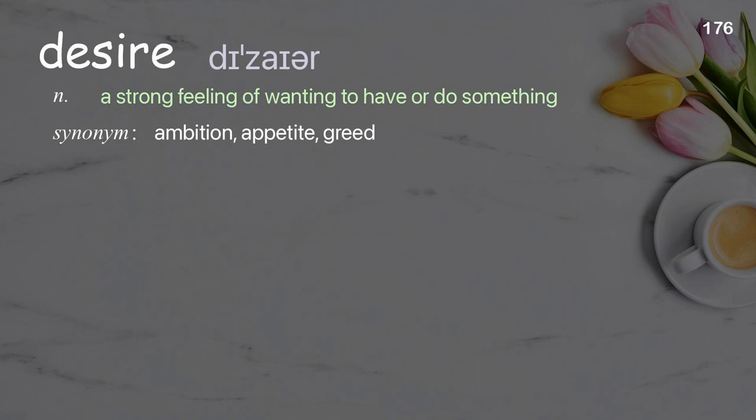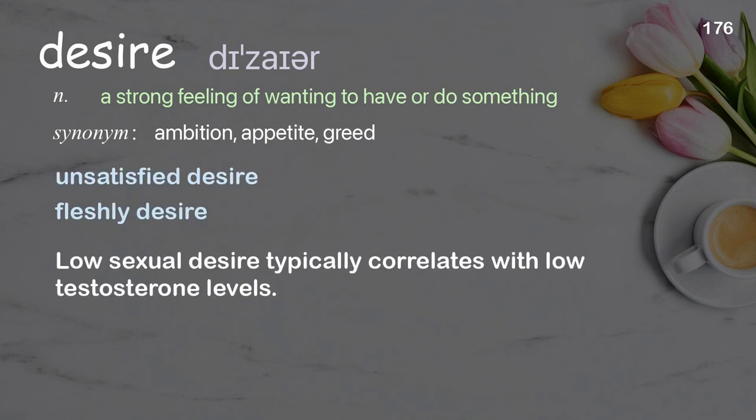Desire. A strong feeling of wanting to have or do something. Examples. Unsatisfied desire. Fleshly desire. Low sexual desire typically correlates with low testosterone levels.